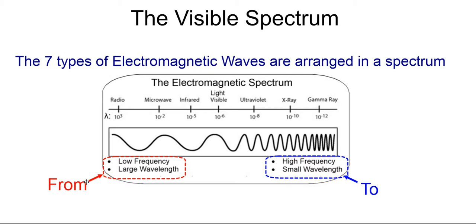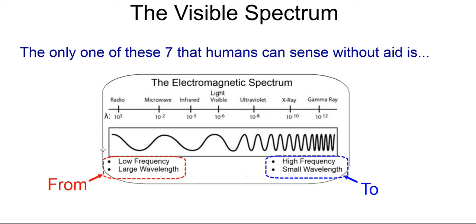You remember? We start with low frequency waves with large wavelengths, like radio. Move up, frequency goes up, wavelength comes down until we finally arrive at the far end with very high frequency, gamma, and very short wavelength. So they're arranged in order in that way from there to there.